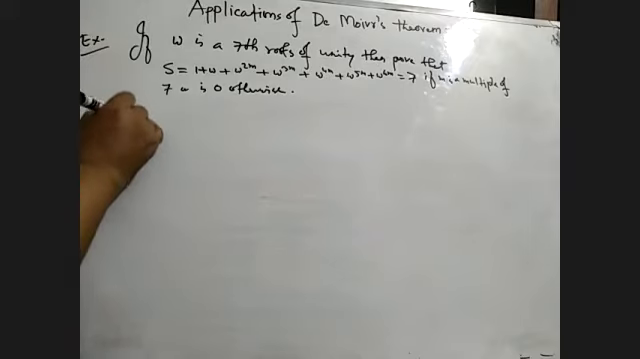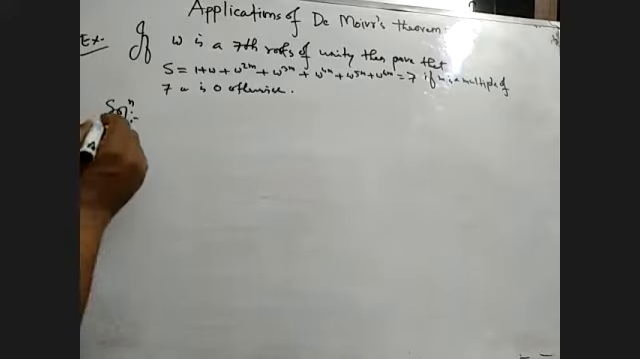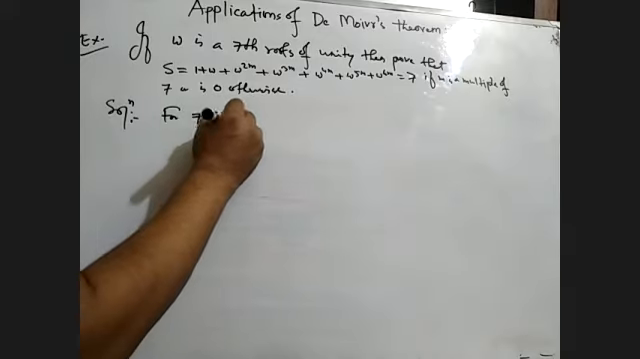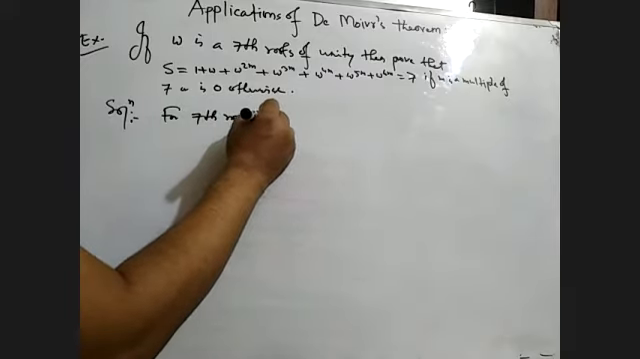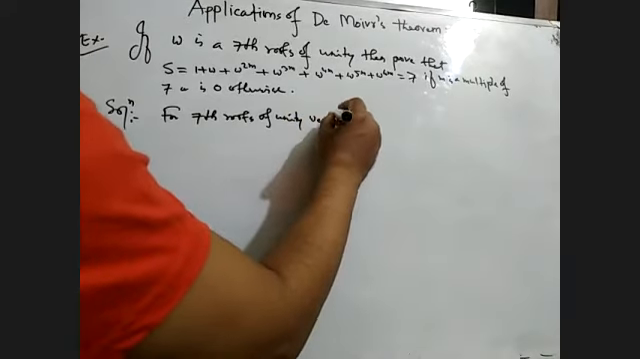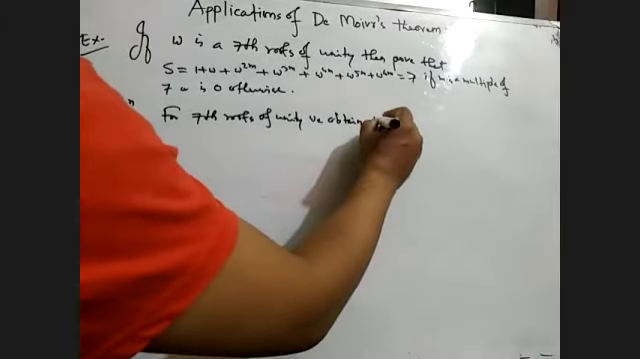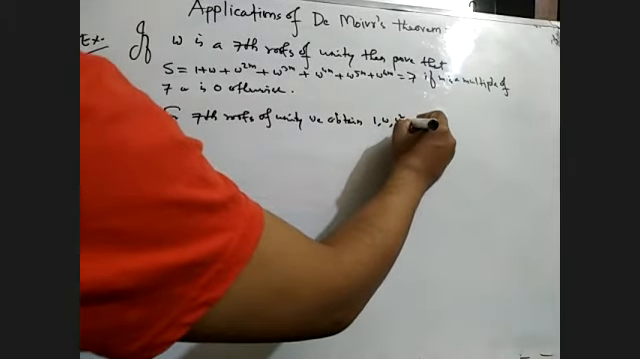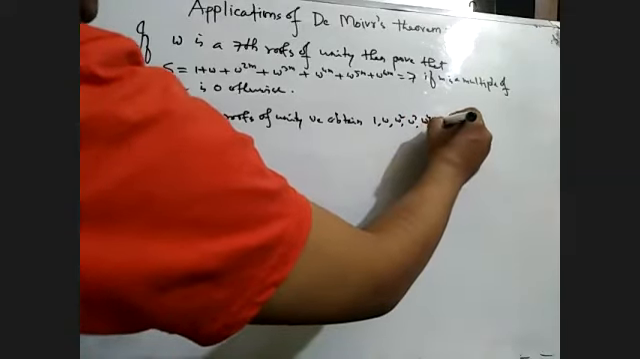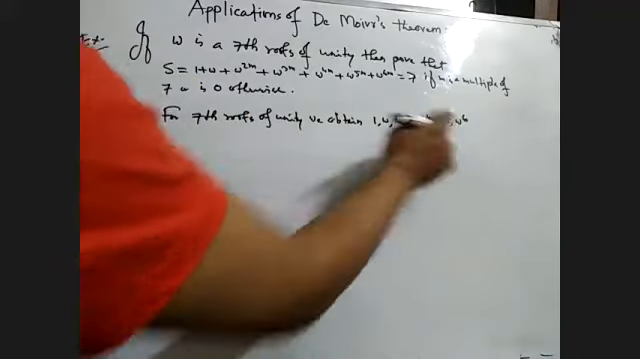Now the solution will be like this. For 7th roots of unity, we obtain 7 values: 1, omega, omega square, omega cube, omega to the power 4, omega to the power 5, and last omega to the power 6. How many values here? 7.